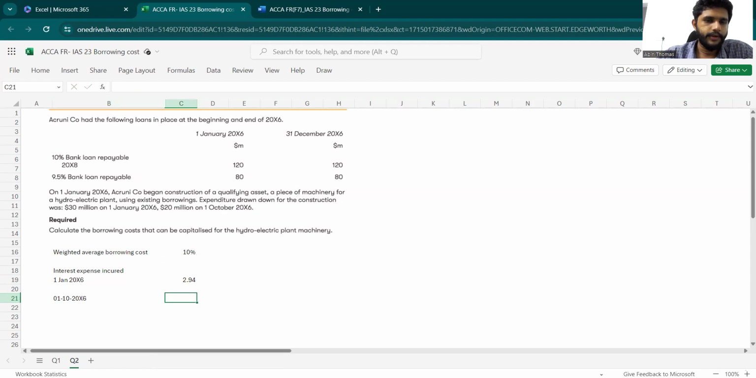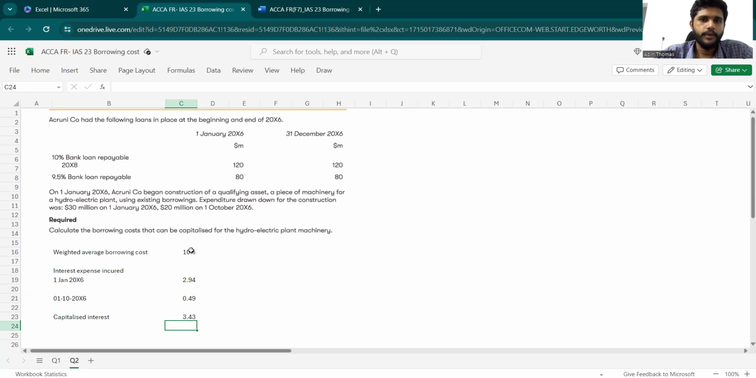So we need to see, the interest calculation is on a pro rata basis. Keep that in mind. So that interest will be equal to our amount, 20 million into 10%. After October, how many months are left? October, November, December. That would be 3 months divided by 12 months. So how much interest can be capitalized? Capitalized interest would be 2.94 plus 0.49. Our answer would be 3.43 is our interest capitalized.